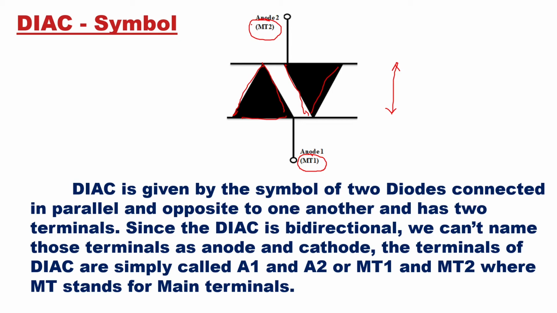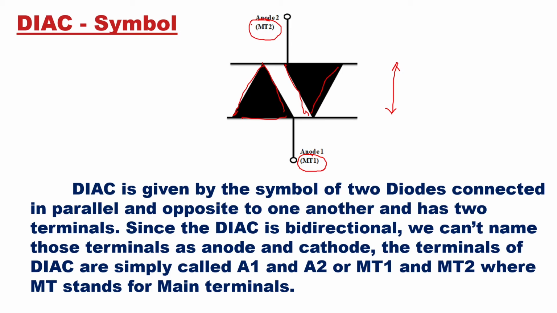So it doesn't have a control terminal. Only when the applied voltage between the two terminals goes above some specific voltage called the breakover voltage, then it will start conducting. As I've given in the symbol description, DIAC is given by the symbol of two diodes connected in parallel and opposite to one another and has two terminals.